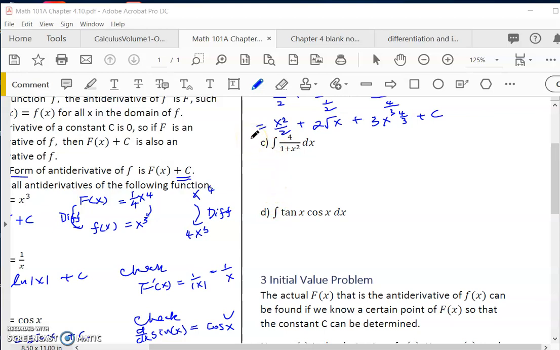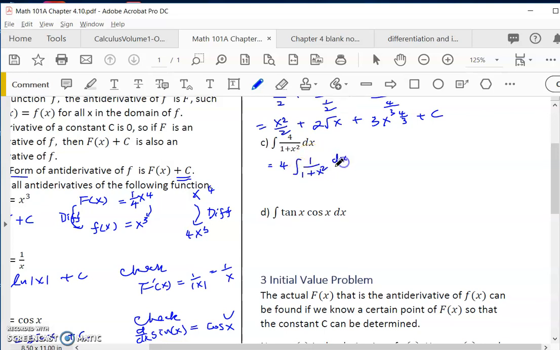Okay, so there's a lot of these. Other than the power rule, most of these are just matching the differential and integral tables. So look at this: integral 4 over 1 plus x squared dx. So 4 is a constant multiple, we can move it out. And so basically we have to do 1 over 1 plus x squared dx.